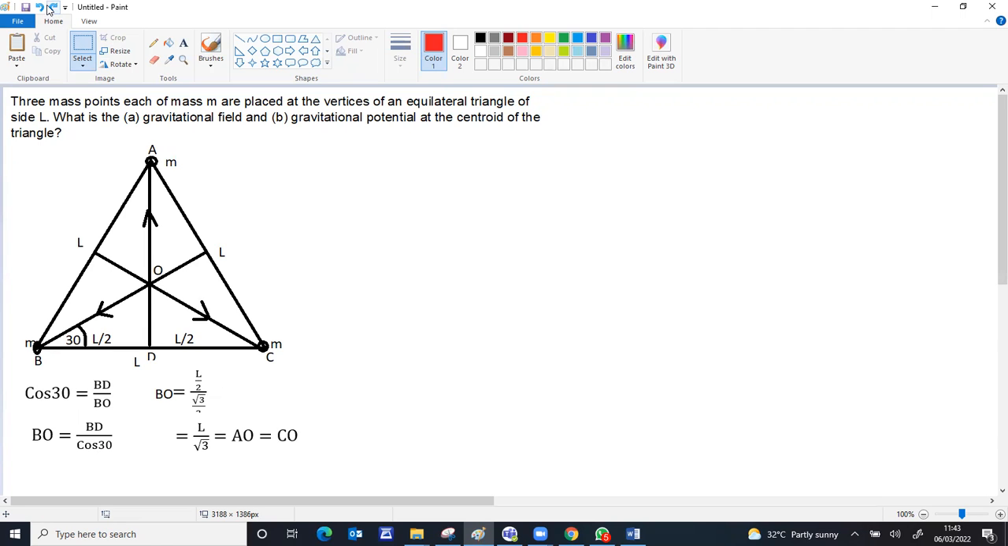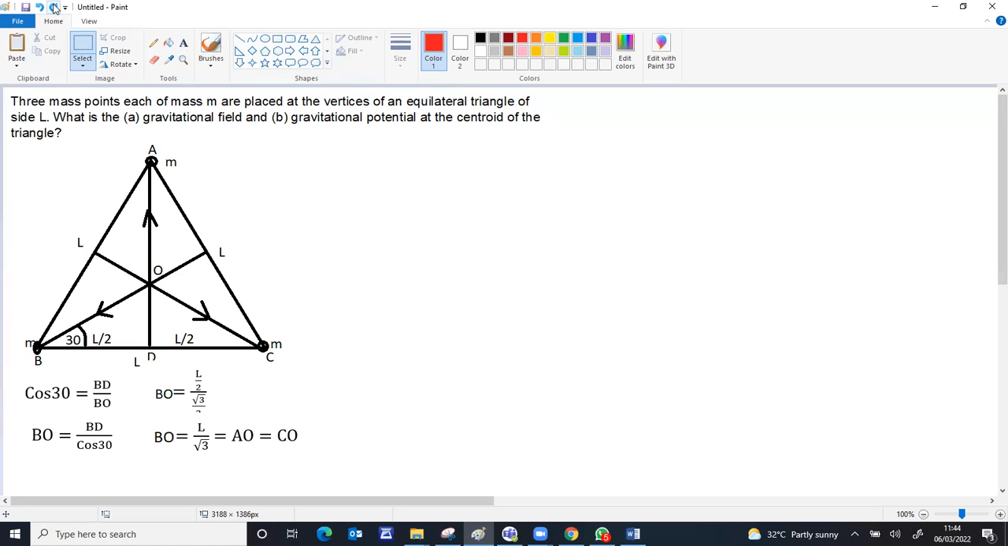Or if you already know the centroid is L by root 3 from each vertex, you can use that concept also. If you don't know yet, you can learn this by heart directly. From each vertex to the centroid, the distance will be side by root 3.